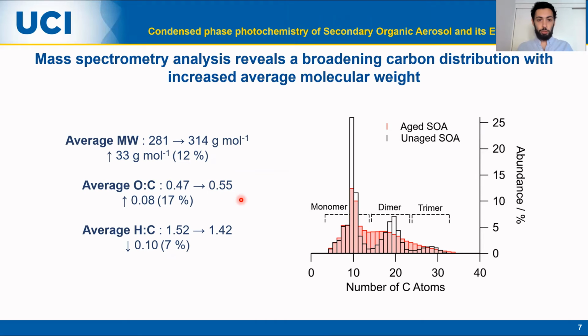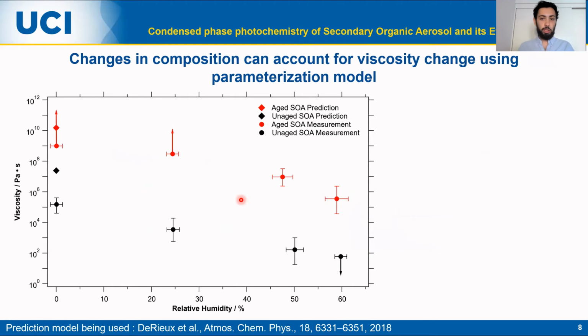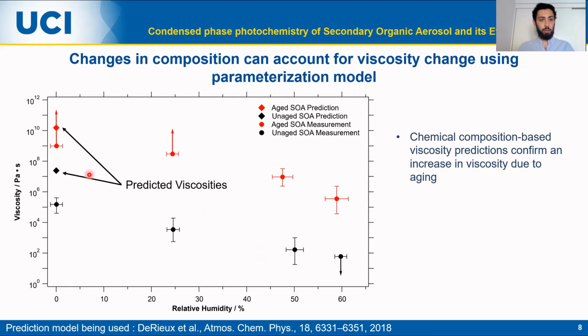But to further check it, we took all this mass spectrometry data, took the composition and plugged it into a parameterization model. This is the one by Drew et al. in the 2018 paper. Basically, it takes the composition of your material and predicts what the viscosity of that material should be based on the chemical composition. I've overlapped it here with our experimental data. The red diamond here is the aged prediction, the black one is the unaged prediction. And you can see it overestimates compared to our experimental findings.